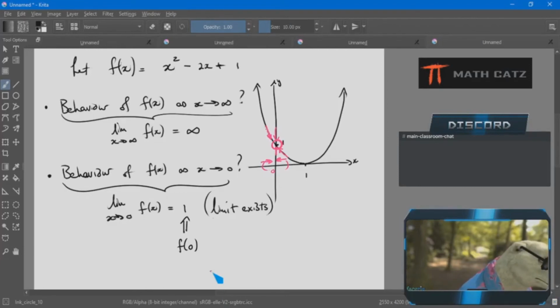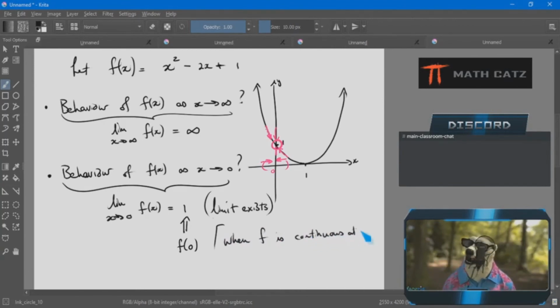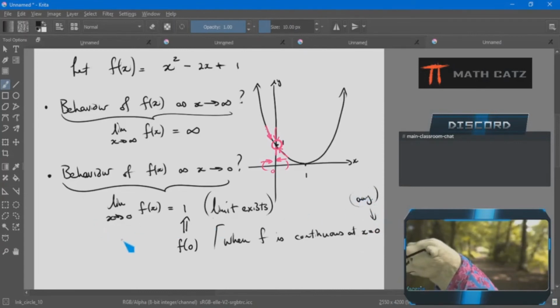So in the simplest case, the behavior question isn't really a strange new question. If I have a nice graph, I have a y value, it's going to be as simple as just plugging in the x value. Now, I don't want to make a big deal about this, but that's going to happen when my function is continuous at the x value. 0 in this case, right? It could be any number. I just used an example of 0.